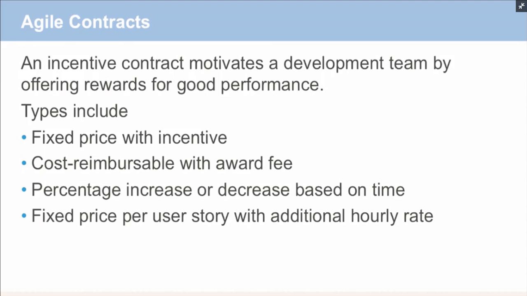Incentive contracts motivate a development team by offering rewards for good performance. Some types of incentive contracts include fixed price with an incentive. So there's a fixed price for the project, but there's an incentive to deliver early or on time or on budget, which may be an additional bonus amount. Cost reimbursable with an award fee. Percentage increase or decrease based on time, so you may get a percentage more or less based on whether you spend more or less time on the project. And then fixed price per user story with additional hourly rate.